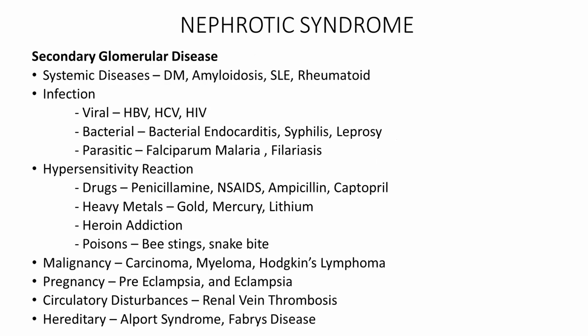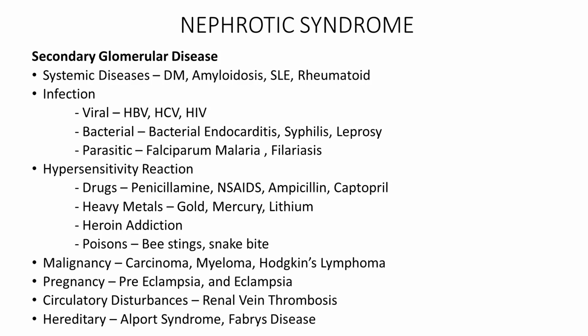Now, the secondary glomerular diseases which can cause nephrotic syndrome, remember, systemic diseases like diabetes mellitus, amyloidosis, SLE, and thrombocytopenia. These are the 4 most common secondary systemic diseases which can lead to nephrotic syndrome. Patients of diabetic nephropathy can present as nephrotic syndrome, and that's why diabetes is an important cause of nephrotic syndrome.